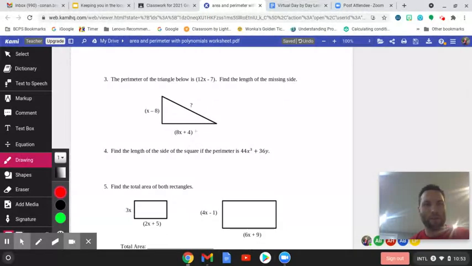Okay, find the perimeter of this. No, it doesn't say find the perimeter. It says the perimeter is 12x minus 7. So you have 12x minus 7. And then you know two of the parts. And so you know, if you take away these two parts, if you subtract these two parts, then it tells you the missing side, right? Because it's this plus this plus this is this. All right, so we're going to take away the sum or the total of these two things. Well, x and 8x make 9x, and negative 8 and positive 4 make negative 4.